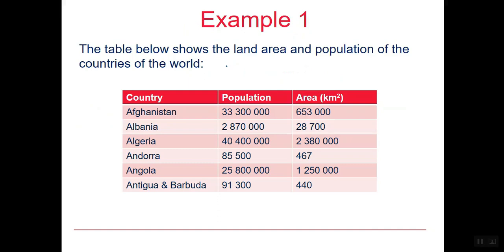Here we have a table which shows the land area and population of the countries of the world. We've just taken a small section off the top. You can see here that there's clearly two variables. We have population and we have area. And each of these is paired by country. So this data is bivariate.